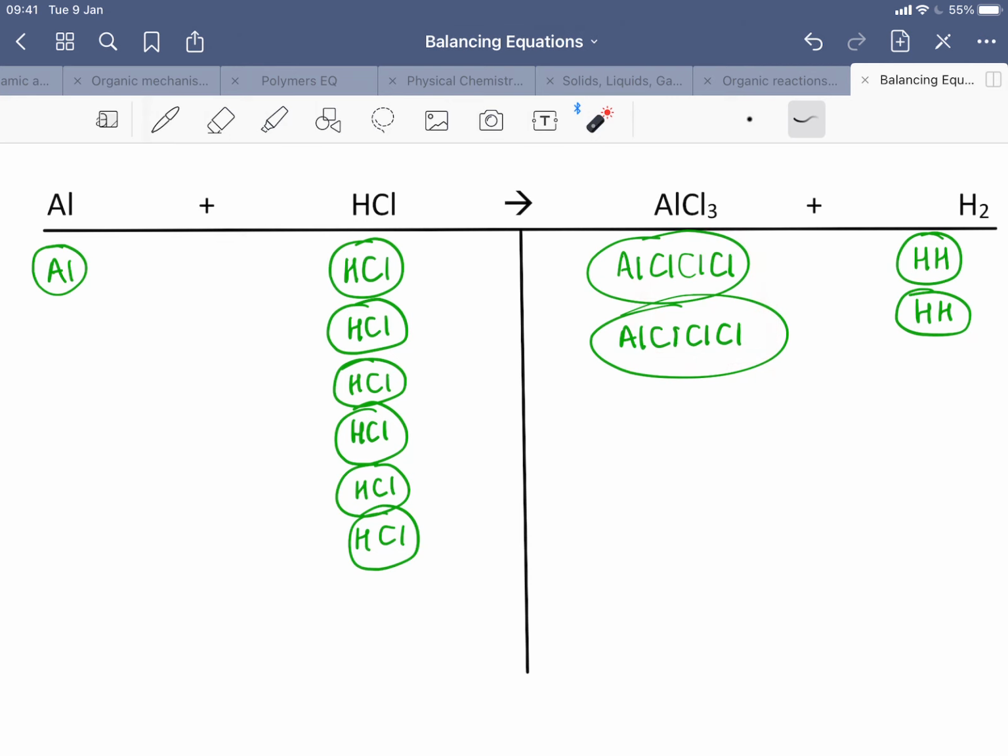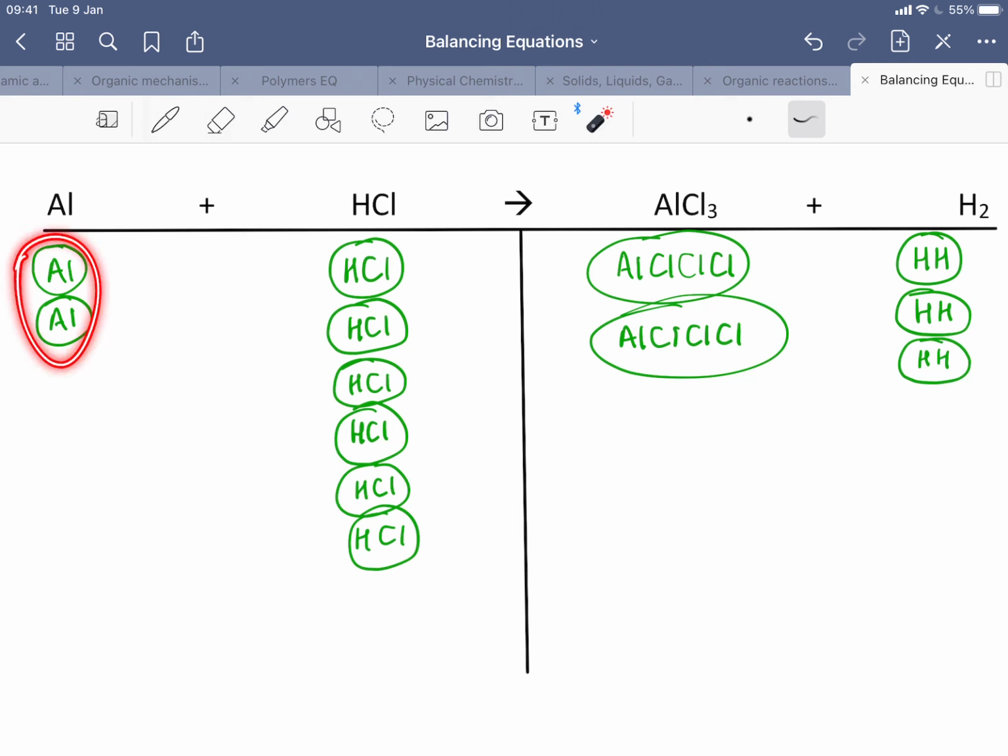Fantastic. How about the hydrogens? I've got 6 hydrogens on the left but I've only got 4 on the right. So I'm going to add another bubble. Double check that. 6 hydrogens. 6 hydrogens, superb. Now what about the aluminium? So it's sort of got forgotten since the beginning. So I've got 1 aluminium on the left, but I have 2 on the right. So I'm going to have to add a bubble containing aluminium on the left.